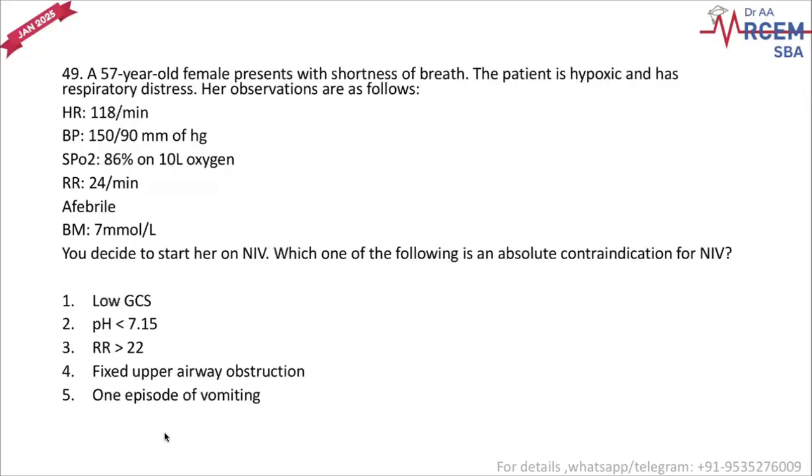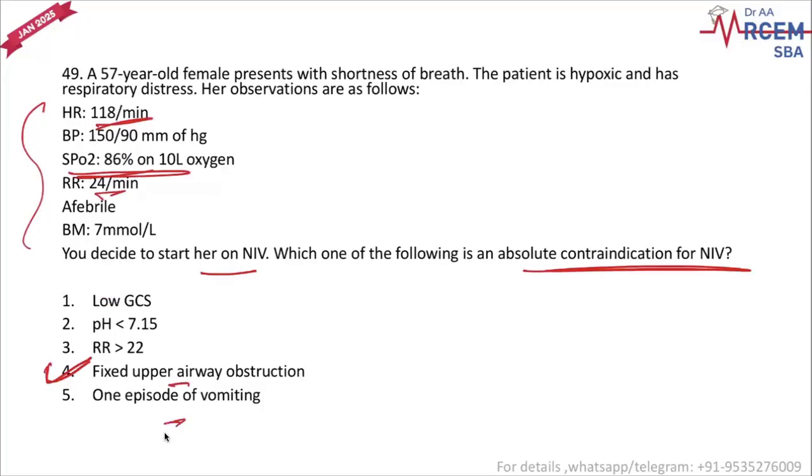A 57 years old patient presents with shortness of breath. The patient is hypoxic and in respiratory distress. Here, observations are as follows: severely hypoxic, tachycardia, tachypnea. You decide on NIV. Which one of the following is an absolute contraindication for NIV? Absolute out of this, we have discussed multiple times, upper airway obstruction. One episode of vomiting is not absolute. Recurrent episodes of vomiting in spite of giving antiemetic is an absolute contraindication. Do not get confused. So fixed upper airway obstruction is the right answer here.